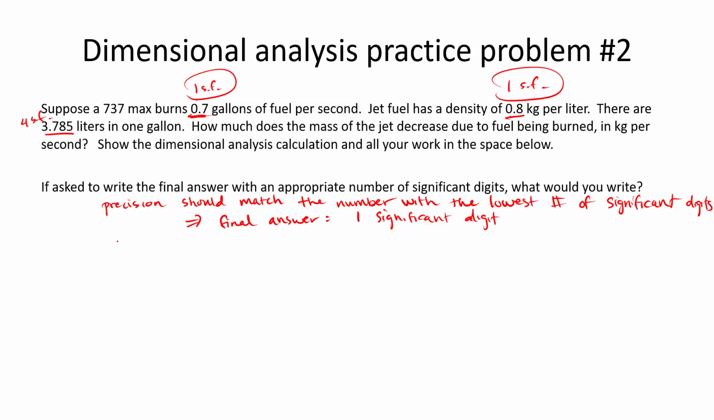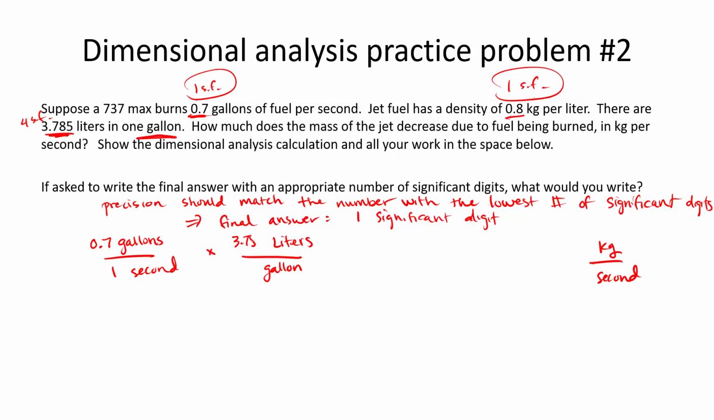So let's go ahead and try calculating this one. We know we have 0.7 gallons of fuel per 1 second. We want to end up with kilograms per second. So the question is, how do we get rid of gallons and end up with kilograms? Well, we know that there are 3.785 liters in 1 gallon. So if we put gallon on the bottom and liters on the top, we've got 3.785 liters per 1 gallon. Gallons will cancel.